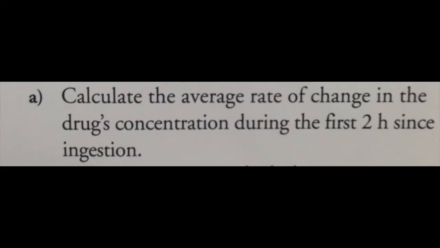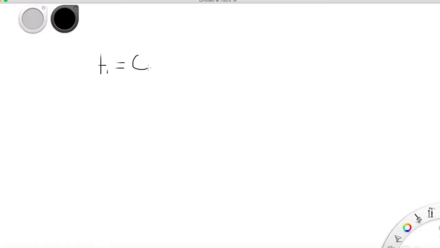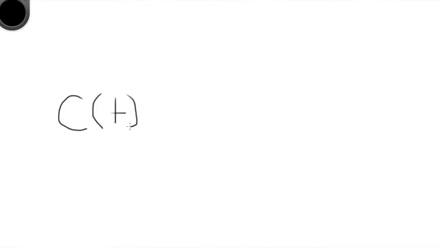Now that we have identified the topic of the question and the type of function, let's look at what question A is asking us to find. Question A is asking us to find the average rate of change. We know that AROC is equal to C2 minus C1 all over T2 minus T1. We already know that T1 is equal to 0 and T2 is equal to 2. So let's solve for C2 and C1 using our formula C of t is equal to 5t all over t squared plus 7. First, let's solve for C1.